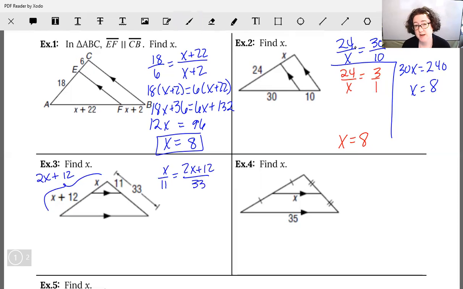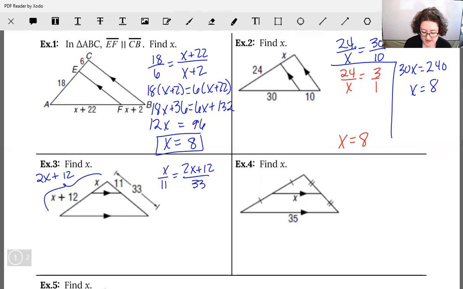So if you did want to try to solve this problem just using the leftover piece, if the entire right-hand segment is 33 and the top piece is 11, I could subtract and find 22 for the smaller piece. So you could set the problem up that way. If you choose to do that, go ahead, pause the video, and then come back and see if we get the same answer.